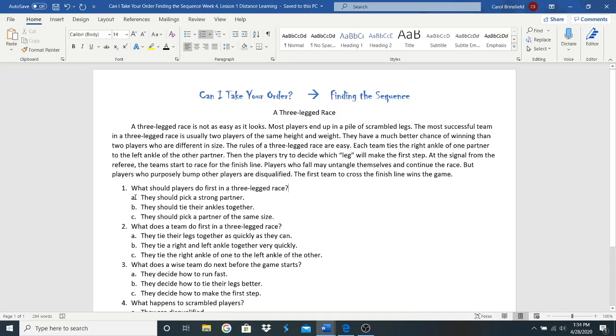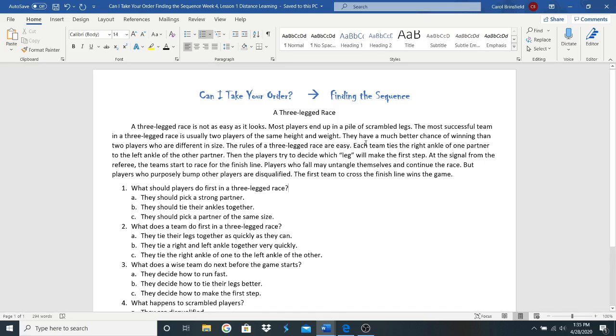Well, as I'm thinking about A, they should pick a strong partner. I'm not sure it said that, so let me go back. A three-legged race is not as easy as it looks. Most players end up in a pile of scrambled legs. And by the way, that's hard to say. You ought to try it a little bit. The most successful team in a three-legged race is usually two players of the same height and weight. So that has to do with the same size. So that goes with answer C.